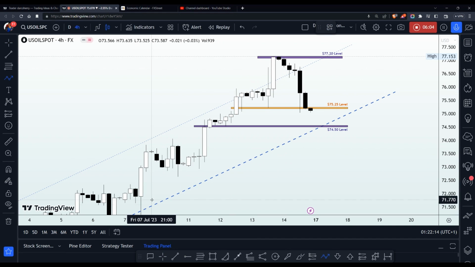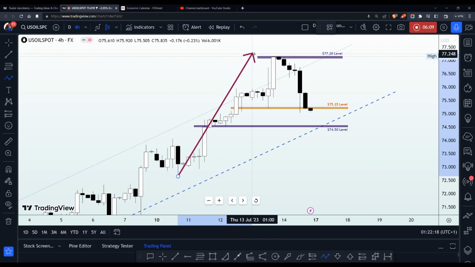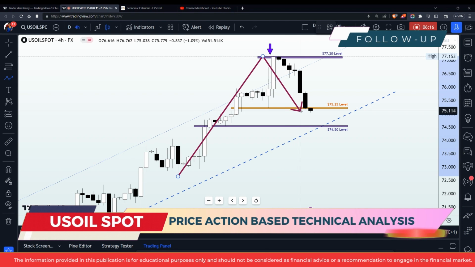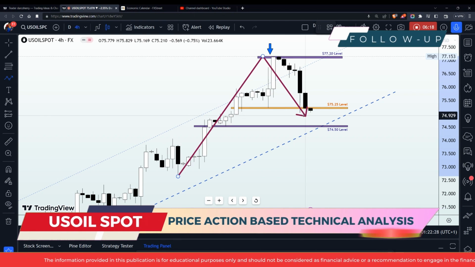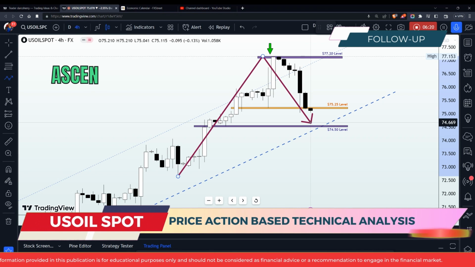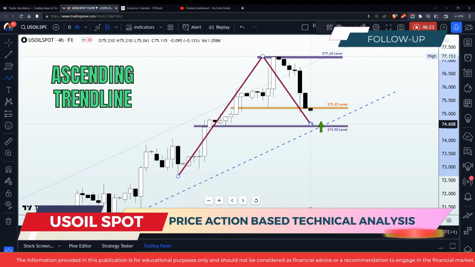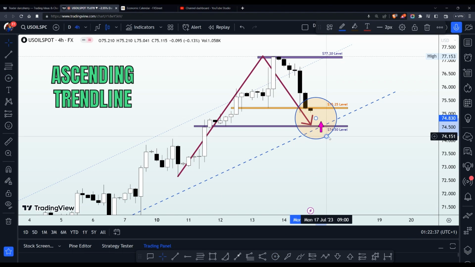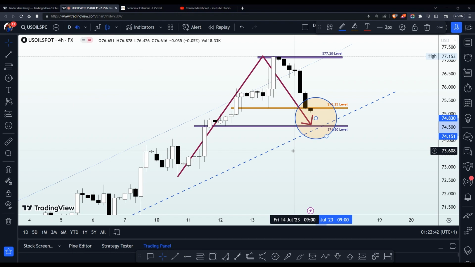Now, if you take into consideration the impulsive move that started last week from here, you would agree with me that this bearish momentum we noticed during the second half of last week could turn out to be a retracement of that impulsive move, where price action may come back into the ascending trend line here, which of course also shares a confluence around the $75.25 and of course the $74.50 area, giving us a clue into how critical the current structure is at the moment.